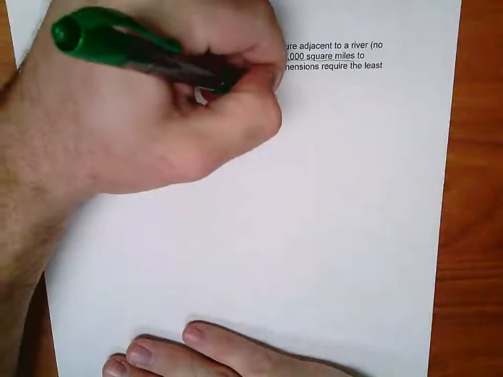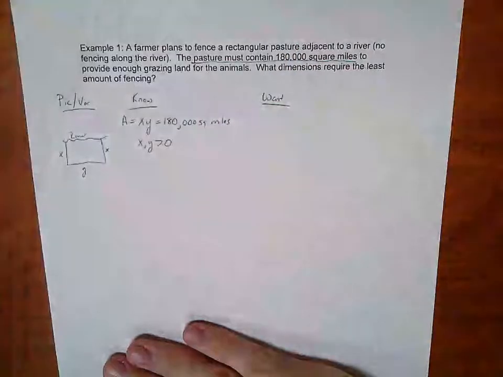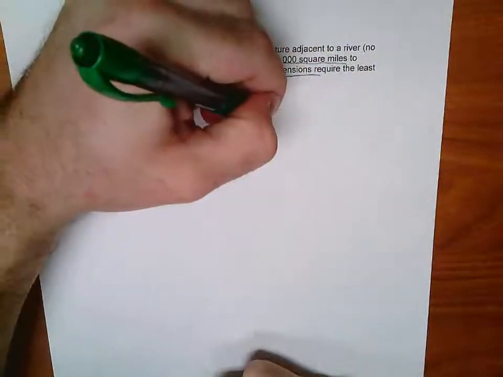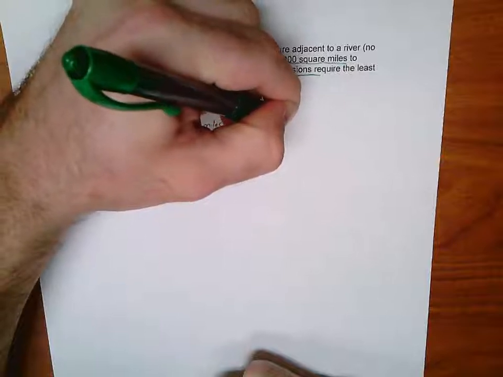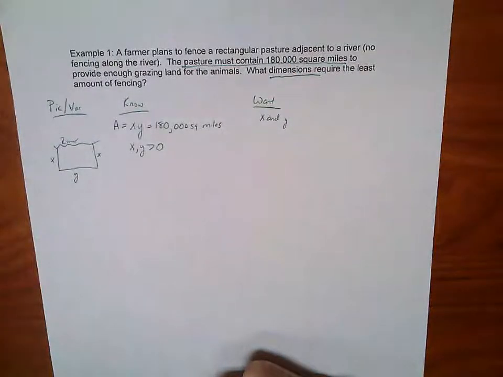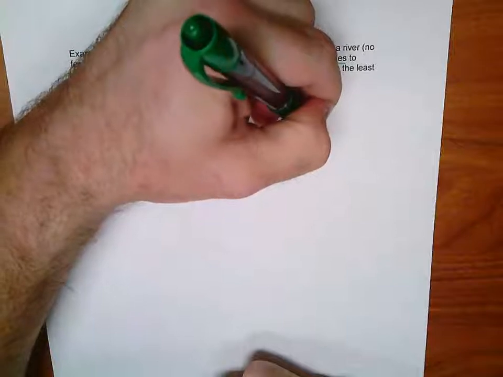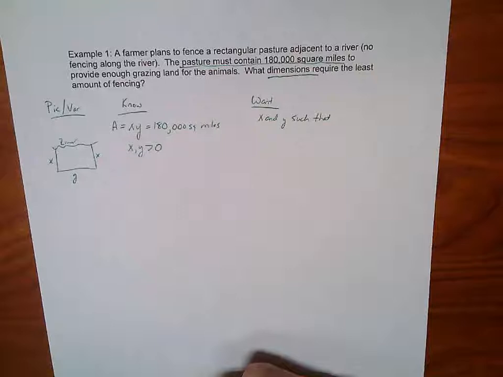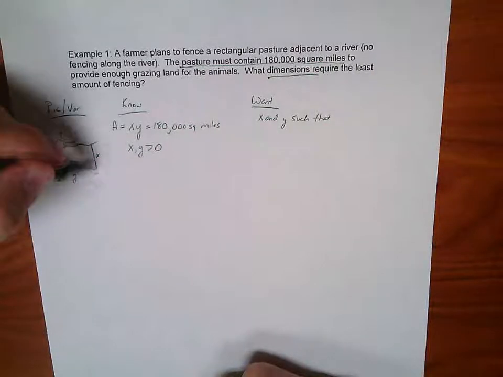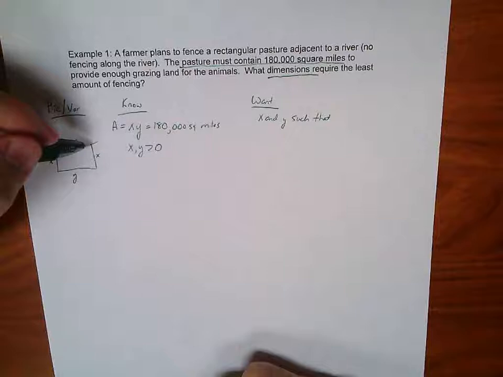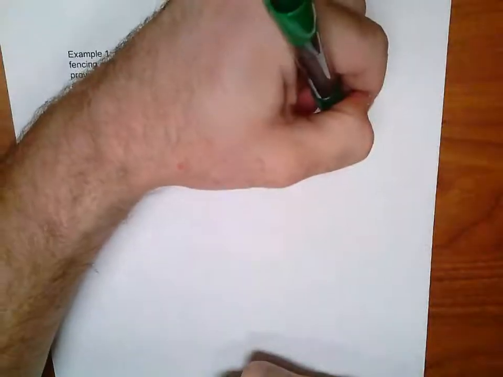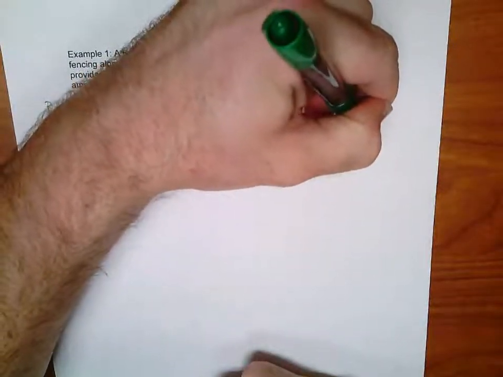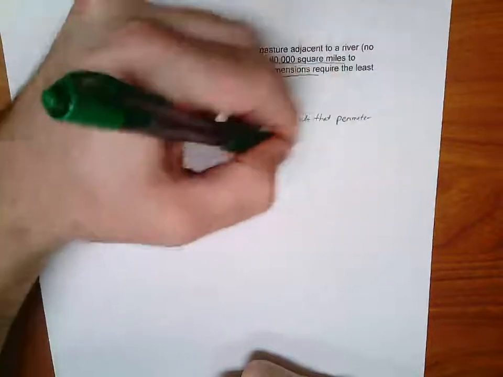What do we want to find out? We want to know the dimensions, so X and Y, such that the perimeter is minimized. So we want the least amount of fencing. The least amount of fencing goes around the outside of our enclosed area, so that's going to be perimeter. So we want X and Y such that perimeter is minimized.